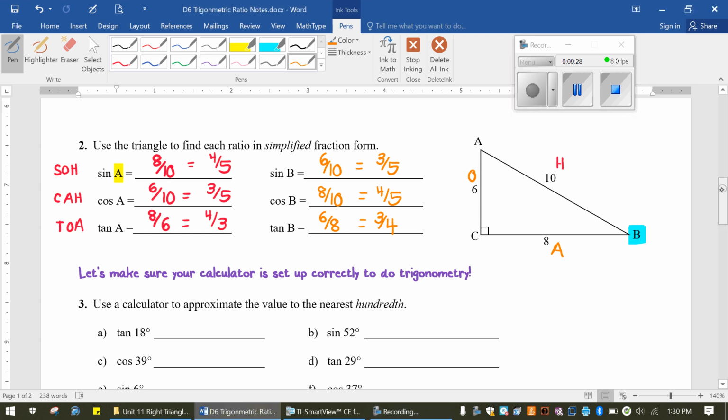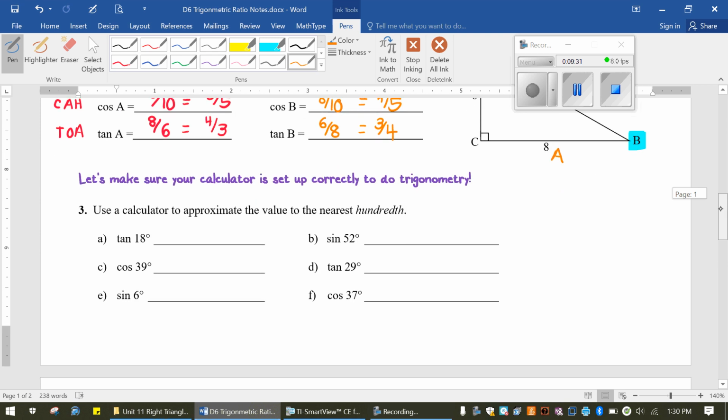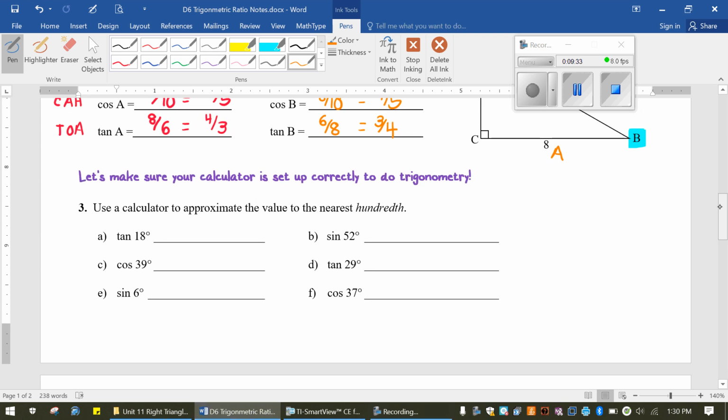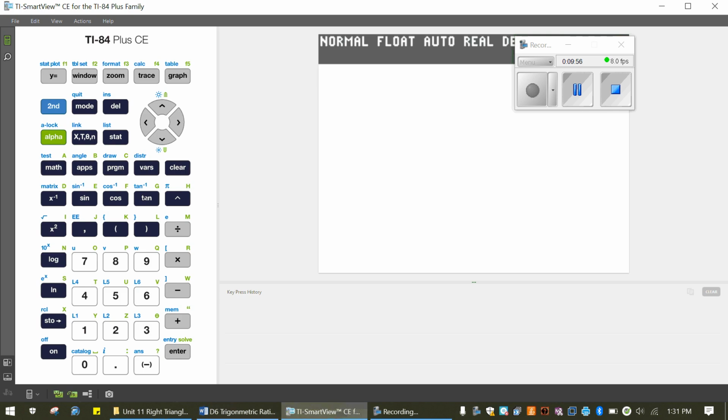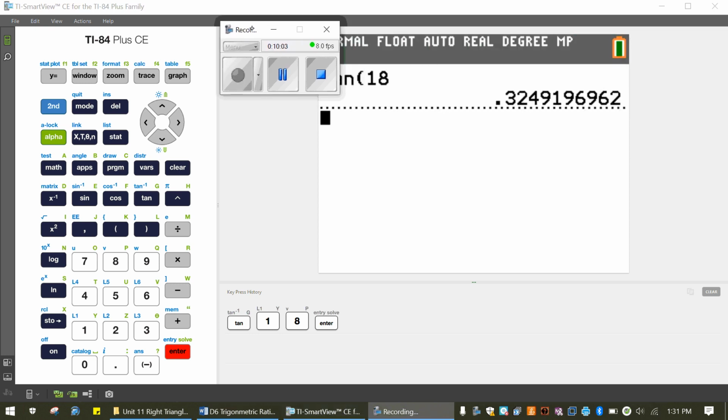Okay, so we're going to check your calculators now and see if you've got them set up to properly do trig in your calculator, because we're going to put together what we do in 1 and 2 with number 3 on the back to be able to solve for missing pieces in any right triangle. Okay, so what I want you to do is type in the tangent of 18 into your calculator. So I'm going to pull up my calculator here, and I'm going to hit the tangent button, and then I'm going to hit 18. Let me move my recorder.